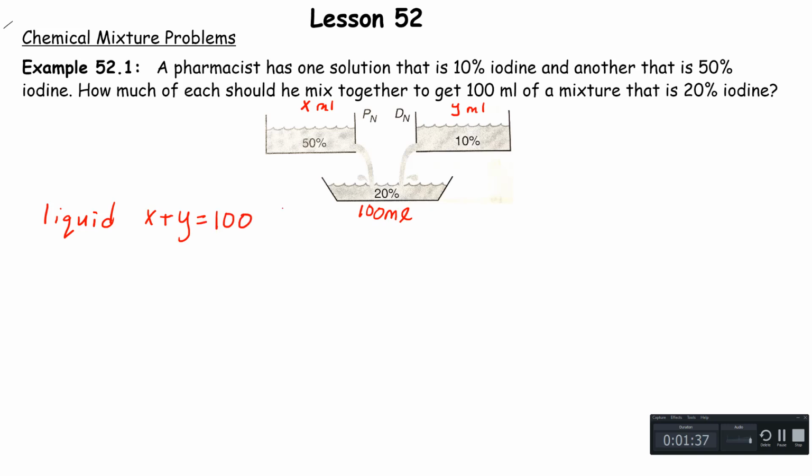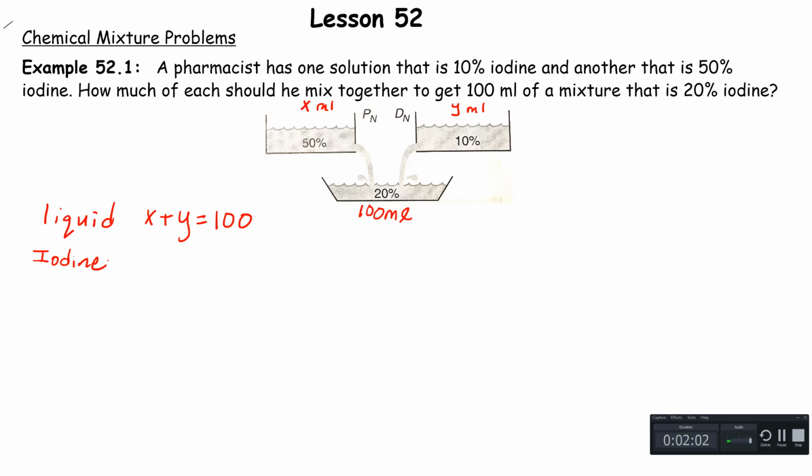This equation is just about milliliters of liquid. We don't know what it is, we don't care what it is. It's just X milliliters of something plus Y milliliters of something else gives us 100 milliliters of something else. So now we're going to write an equation about iodine.